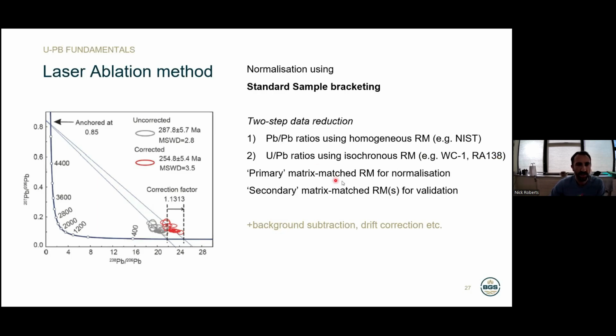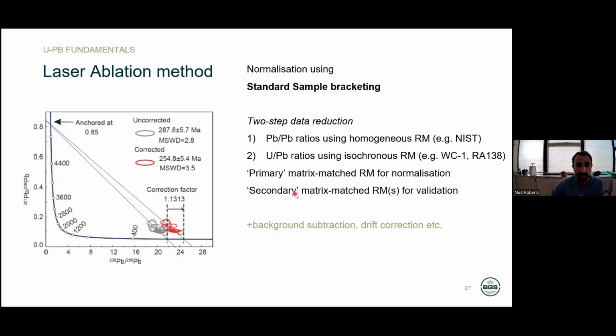And we call this a matrix match standard for RA because it's the same mineral matrix as our sample. So here's just an example of what the data looks like. The uncorrected data are plotted here, and they're given an age that's too old, 287. And then we correct these data to the right age, 254. And we're talking about here 30%. Then that's what we apply to all our samples in this run.